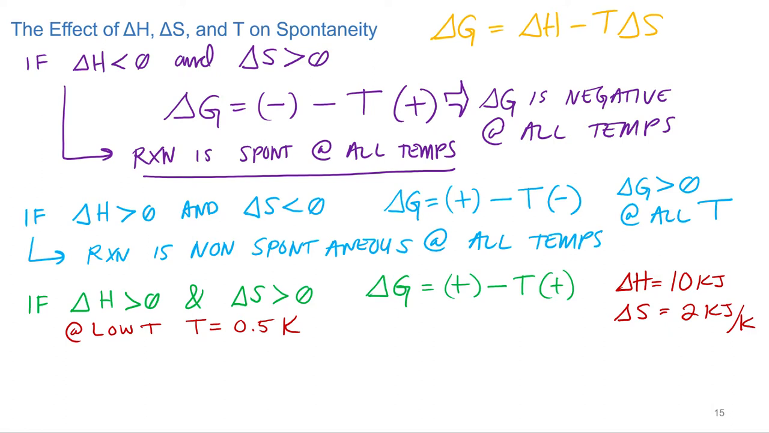So what's going to happen at the low temperature? Delta G is going to equal 10 minus 0.5 Kelvin times 2 kilojoules per Kelvin. That equals 1, 10 minus 1 is 9. 9 kilojoules. That's positive, right? So what's that mean? Non-spontaneous.